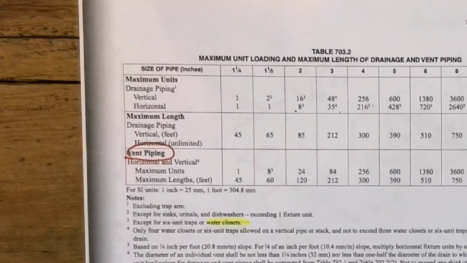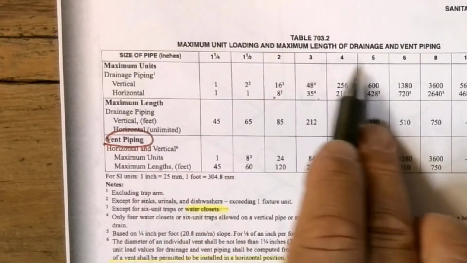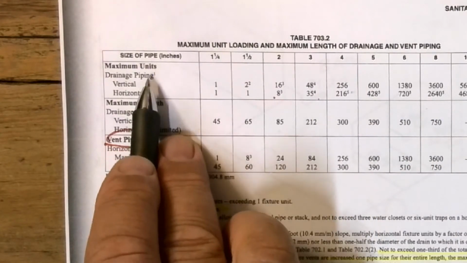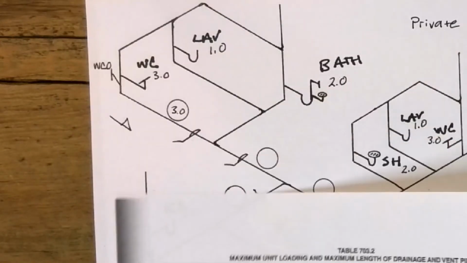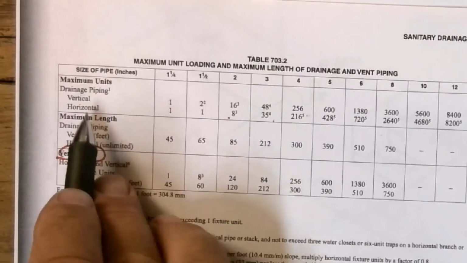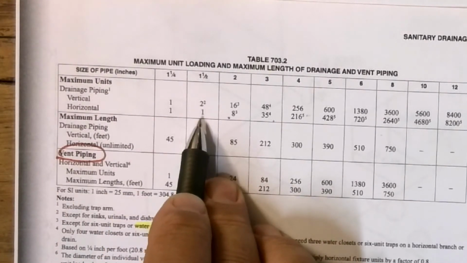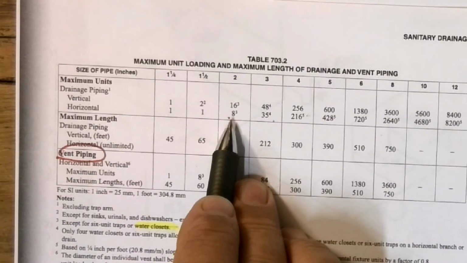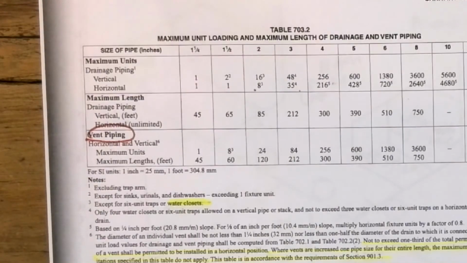Looking at this, I have on the top, up here, size of pipe. And then I have my maximum drainage piping units, vertical and horizontal. This is horizontal pipe. So I'm going to go across, I'm going to see 1 fixture unit, that ain't going to cut it. 1 fixture unit, that ain't going to cut it. 8 fixture units. That's 3 fixture units, so the 8 should work, right?